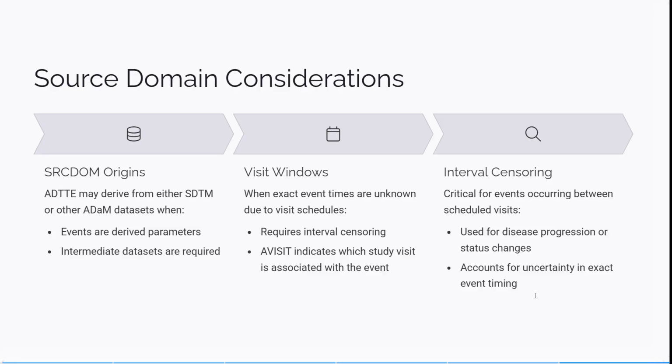So this is it about ADTTE. These are the variables we mostly use in ADTTE data structures.